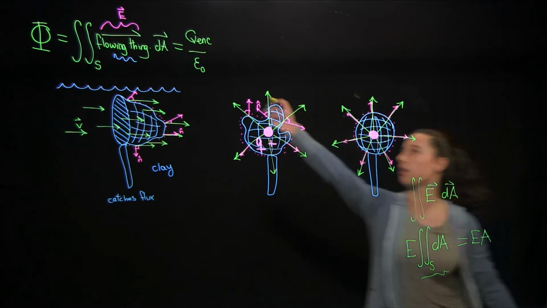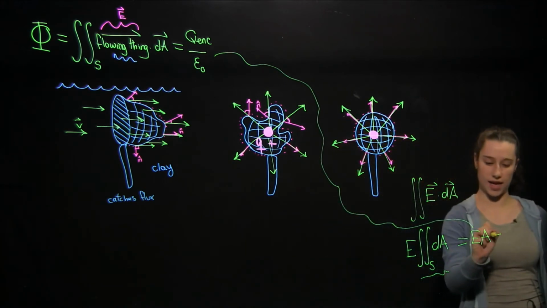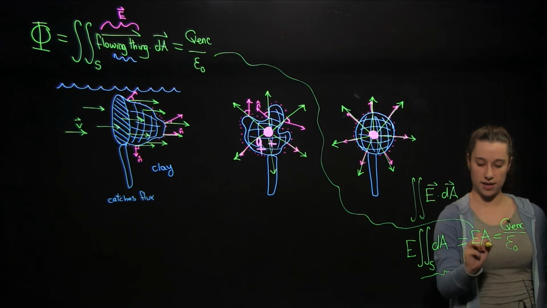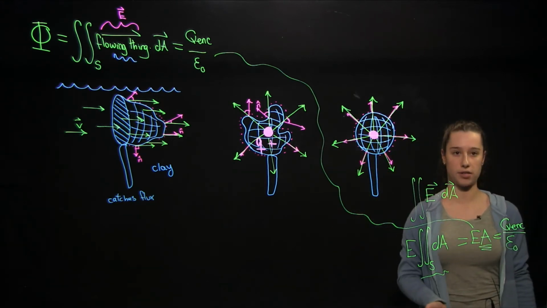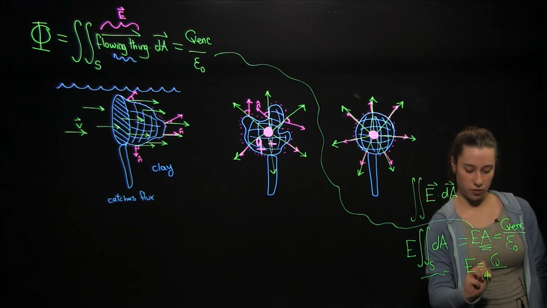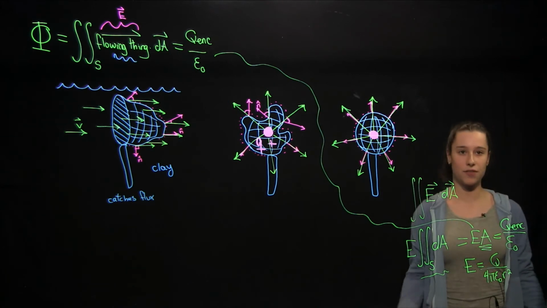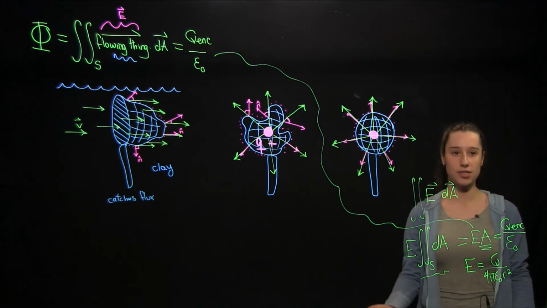And let's look back at this equality. Remember, we have this equality. So EA is equal to Q enclosed over epsilon naught. And A, well, my surface, my net, I made into the shape of a sphere. So A is just 4 pi r squared. So we can solve for E and get that E is equal to Q over 4 pi epsilon naught r squared. And that's just KQ over r squared, which is the electric field of a point charge. So we were just able to find the electric field of a point charge using Gauss's law.